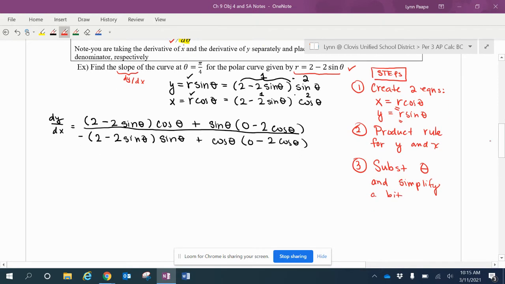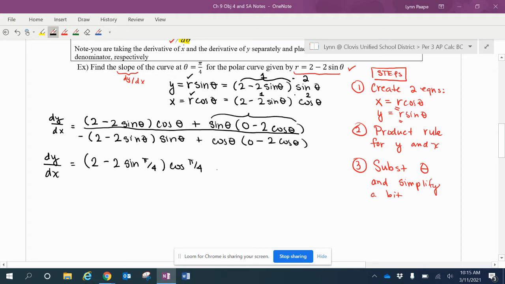So anywhere I see a theta, I'm going to replace it with pi over 4. And you can also evaluate at the same time. For sake of notes, I'm not going to. So I would have 2 minus 2, and then sine of pi over 4, and then times the cosine of pi over 4. And then I'm going to go ahead and simplify this at the same time that I do my substitution.